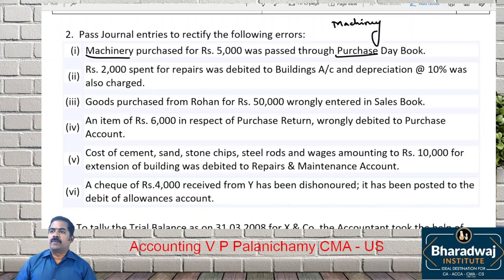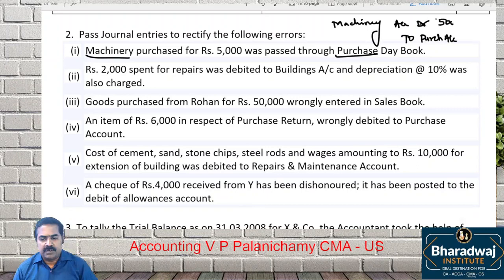What is the entry you will pass for the first one? Machinery account debit to which account? Purchases account. First one, machinery account debit to purchases account, how much? 5,000. Next.